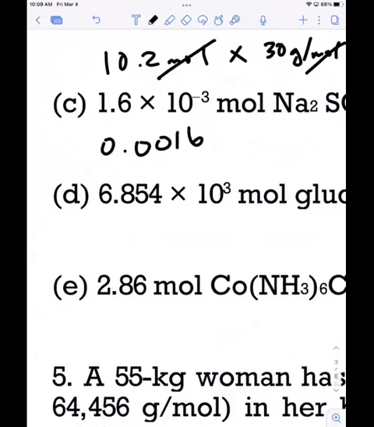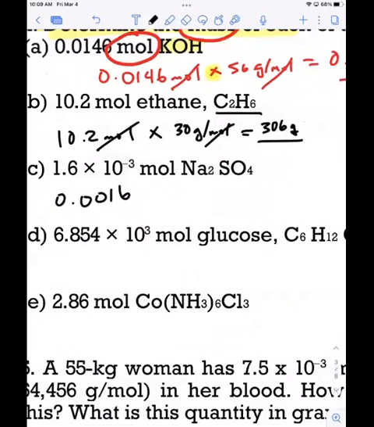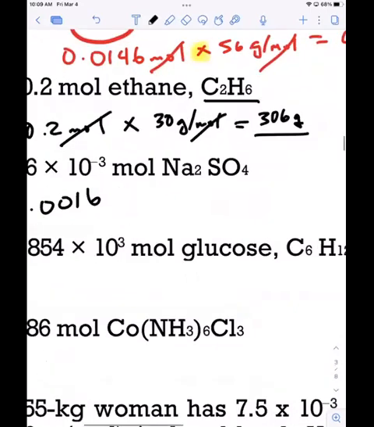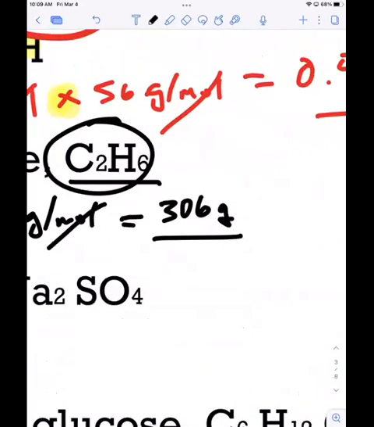Question: where are you getting these numbers from? What numbers? The 30 and the 56? Right here. It's 2 carbons and 6 hydrogens. So that's 2 times 12 for carbon and 6 times 1 for hydrogen. These are the atomic masses, remember? That's how you get the molar mass, by adding up all the atomic masses. Thank you.